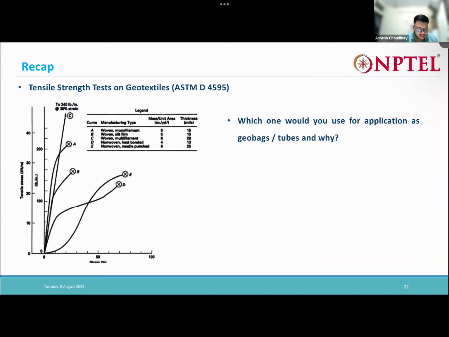Okay. Now see, we have the tensile strength. The tensile strength test, as you just now saw, is the grab tensile strength test. That can be carried out with various widths of geotextile. We can have a narrow strip test with 50 mm width, and we can also have a wide width test, where we have a 100 mm width of geotextile.